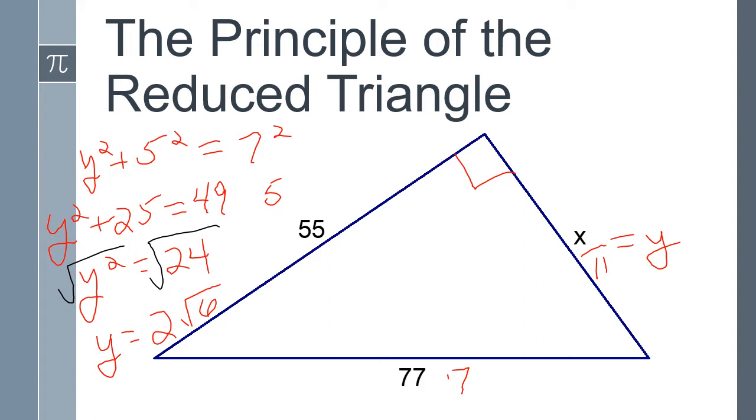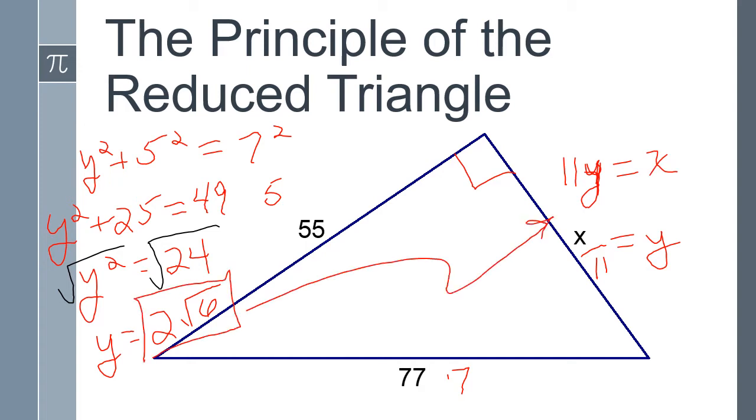Now, because we divided by 11, x divided by 11 is equal to y, so 11y is equal to x. So now I can multiply this answer here by 11 to get x. So we would end up with 22 square root of 6 as our final answer.